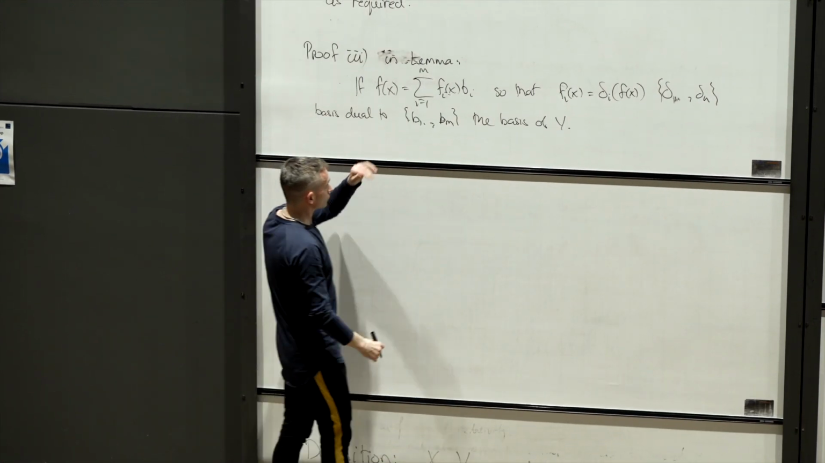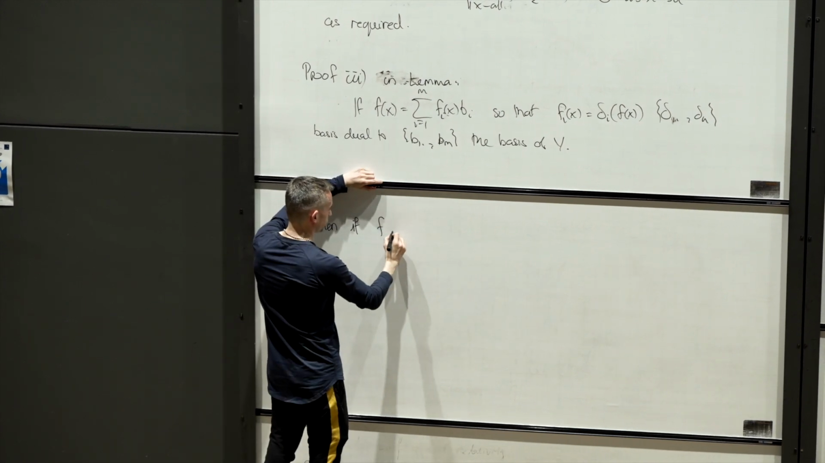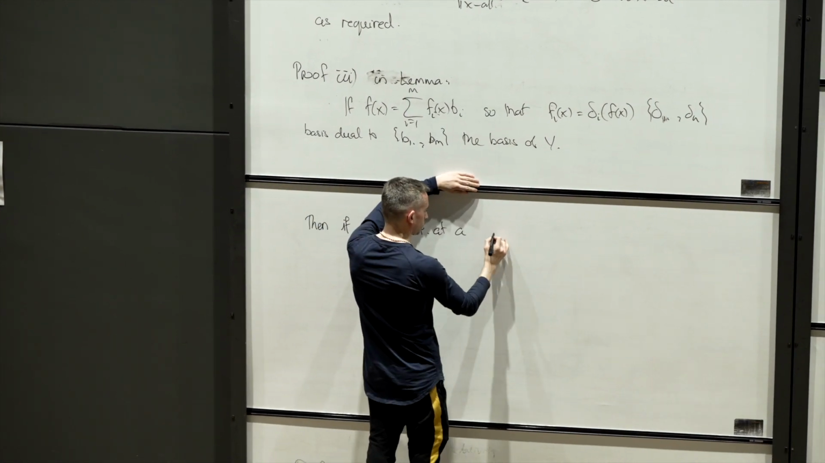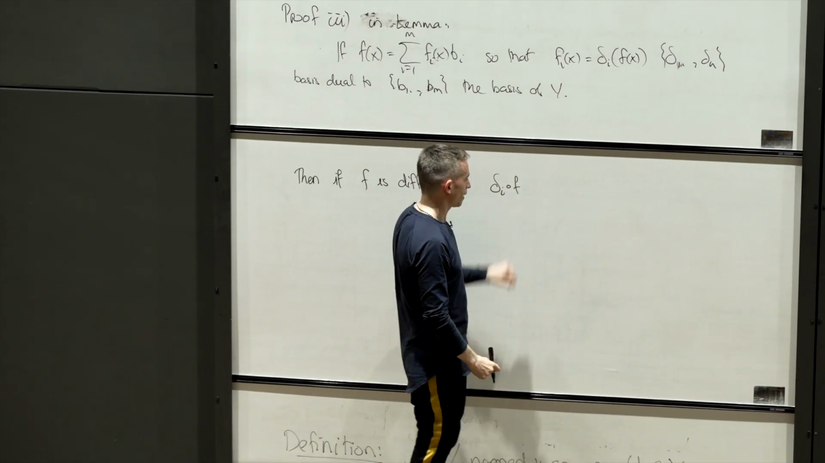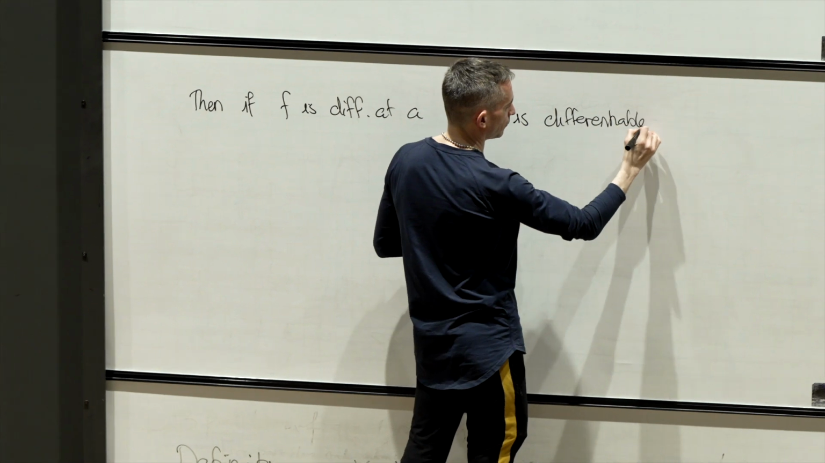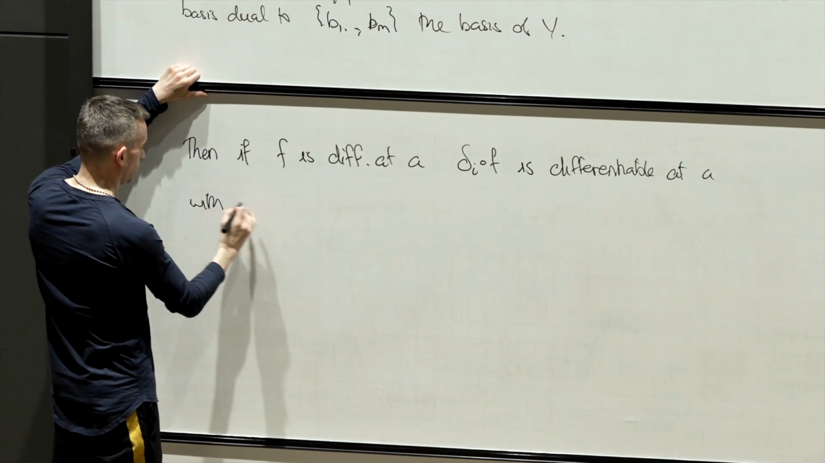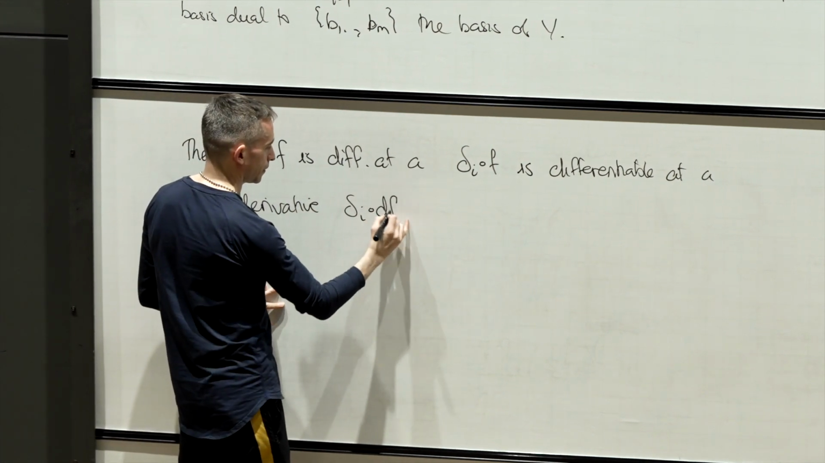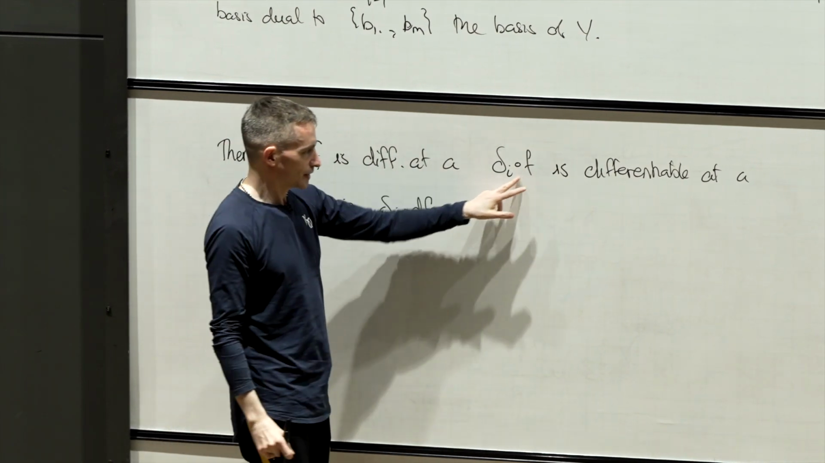Then if f is differentiable at a, applying the linear map delta_i composed with f is differentiable with derivative the linear functional composed with the derivative of f at a. If you like, this is an example of the chain rule.